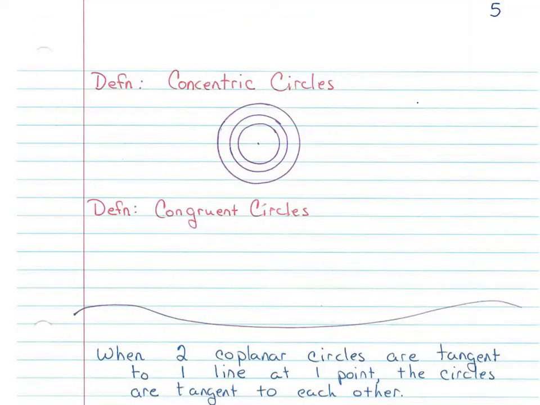Okay? We can have our concentric circles. Concentric circles are two or more circles with the same center.